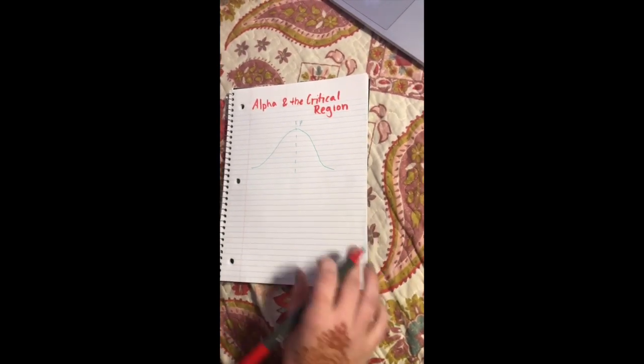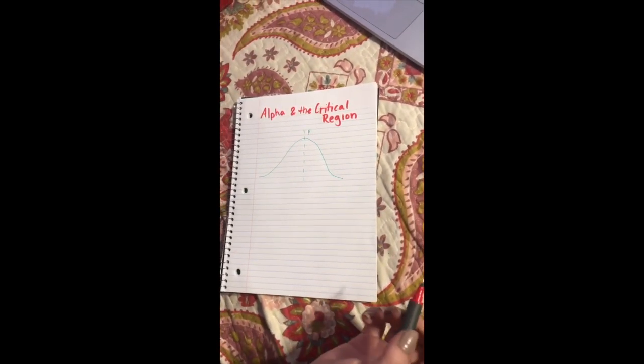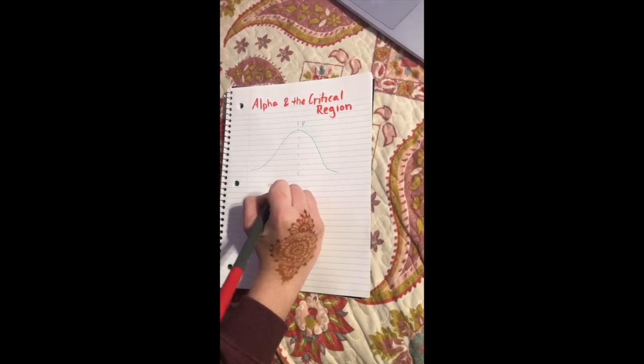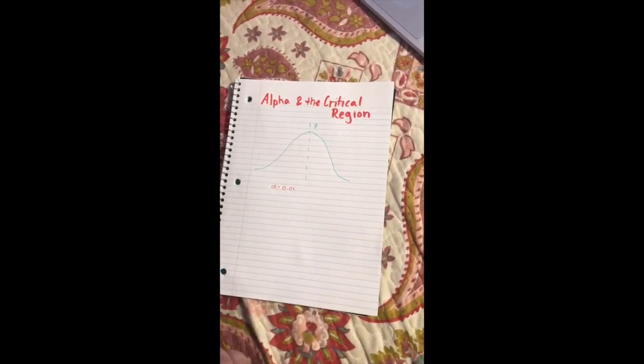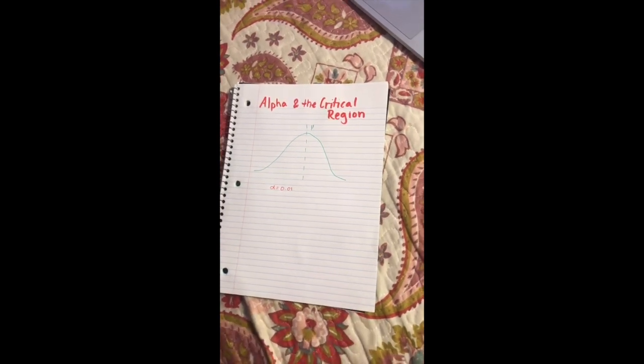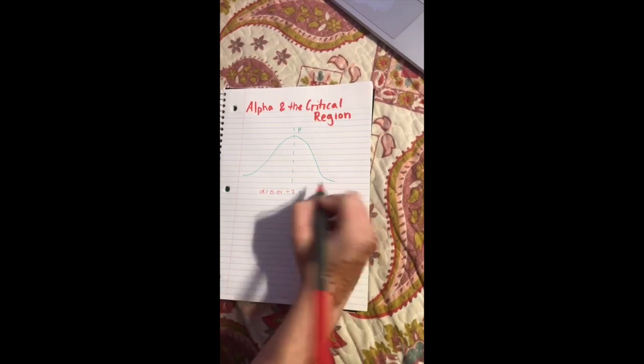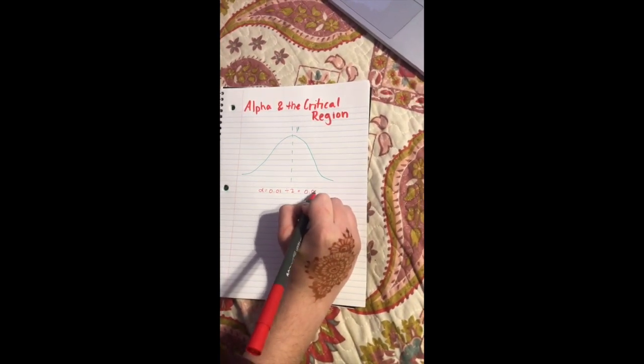In most statistical problems, the alpha level will be predetermined. So in our case, our alpha was at 0.01. For this situation, we're using a two-tailed test, so we would divide that by 2 so we get the proportion in each tail, which is going to be 0.005.